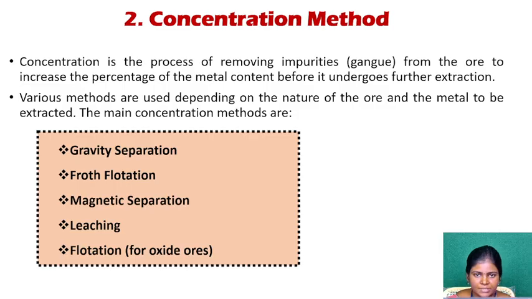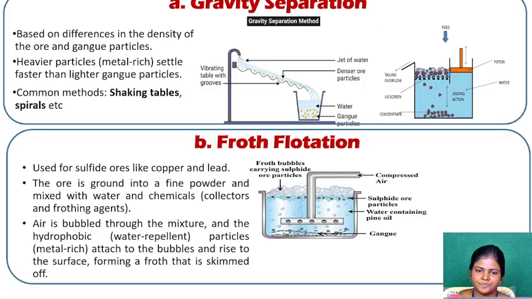The main concentration methods are gravity separation, froth flotation, magnetic separation, leaching and flotation, which is made especially for the oxide ores. The first method is the gravity separation. Here, based on the differences in the densities of the ore or the gangue particles, the heavier particles will settle down at the bottom.